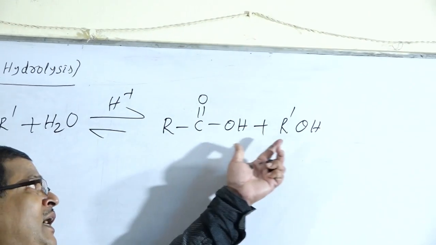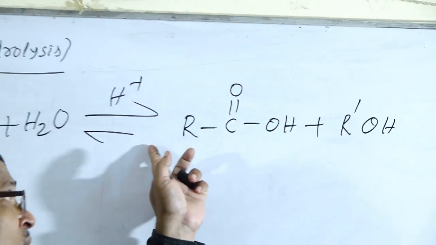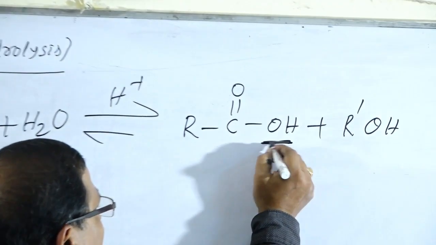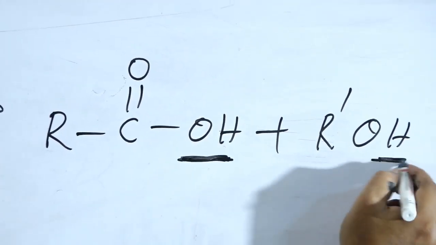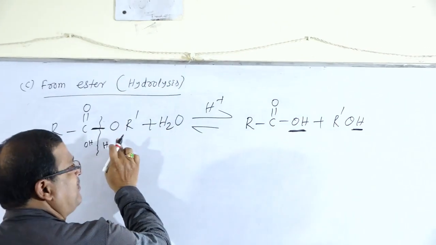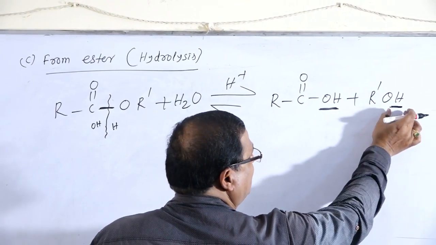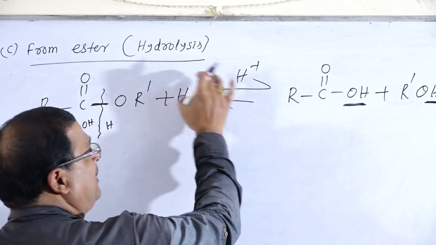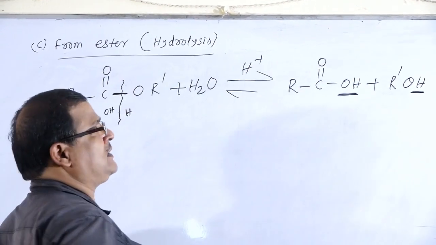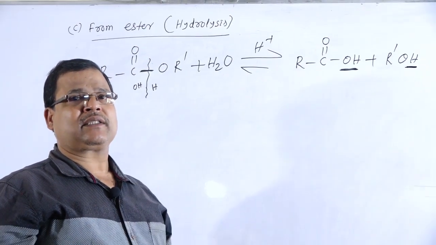Carboxylic acid will be formed and alcohol will be formed, but this reaction is reversible, in the backward direction. Very important short question: the OH part of the acid and H part of the alcohol combine to form water, and then the formation of ester again. Very, very important short question. The forward direction is known as hydrolysis of ester, and the backward direction reaction is known as esterification.